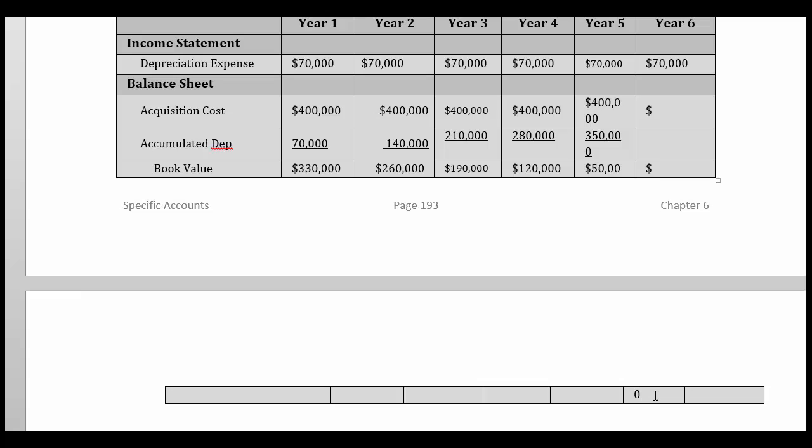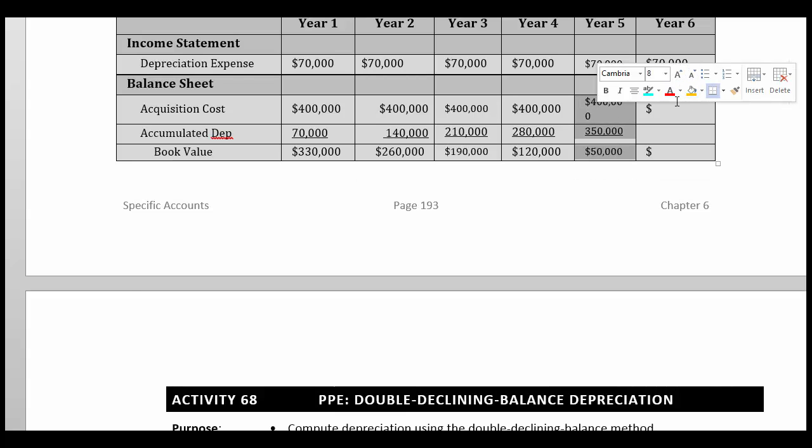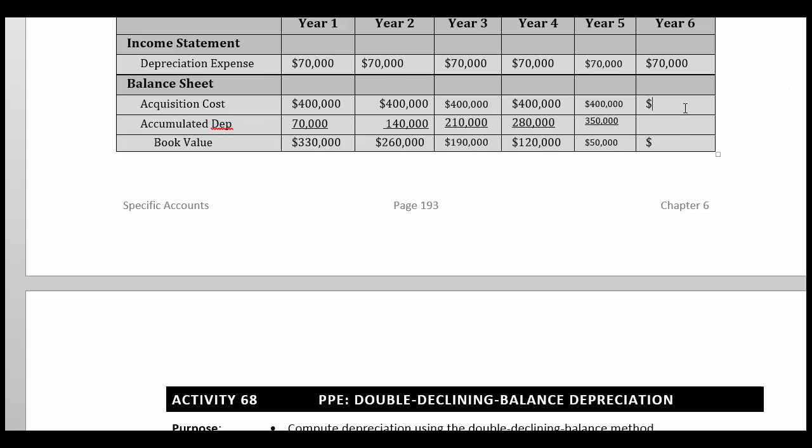I know what you're thinking. Why do we need to do this all over again? Because we're kind of just doing the same thing all over again. But watch what happens in year 6. This is the cool part. In year 6, the acquisition cost is 400,000, but we need to stop depreciating. We've already depreciated the whole thing, so this should be 0. Accumulated depreciation remains at 350,000, and the book value is 50,000. There's no more depreciation to do here. So it's just going to remain on the books as it is.